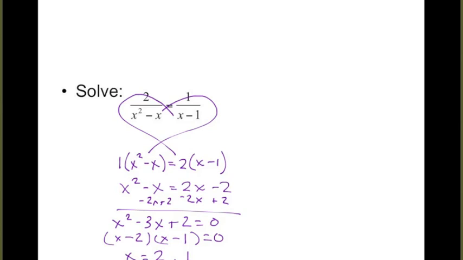We want to double check those. If I plug a 2 in, I get 4 minus 2, which is fine, and 2 minus 1, which is fine. But if I plug a 1 in, I get 1 minus 1, which is not fine. So 1 does not work, but the 2 does work. Always check each and every one of your solutions. It's possible they can both be good. It's possible that one could be good. It's possible that neither one of them could be good. So always make sure to double check each and every one of your solutions.